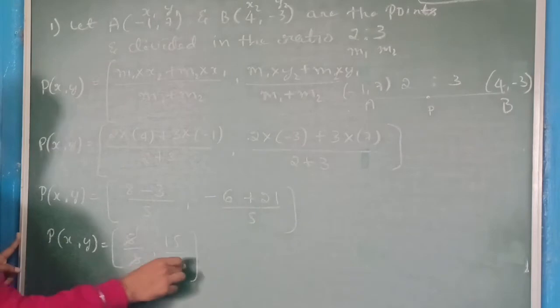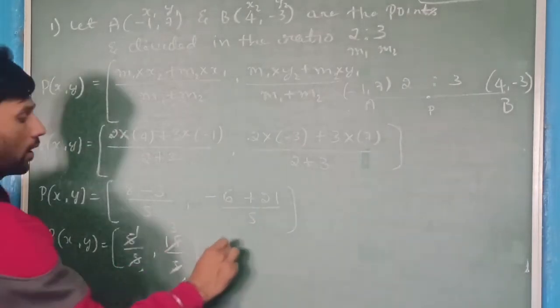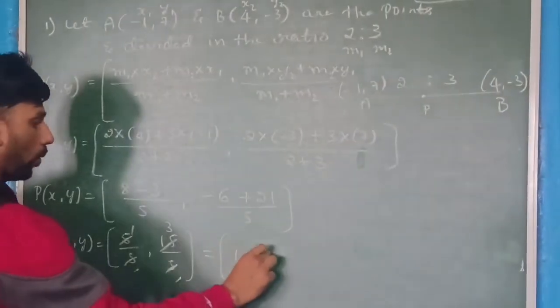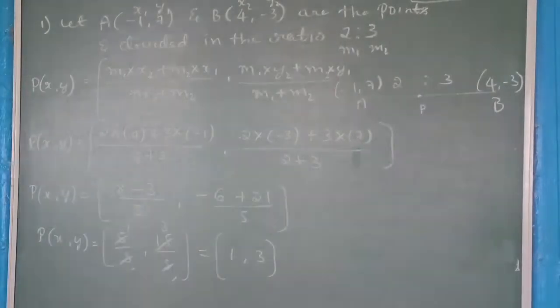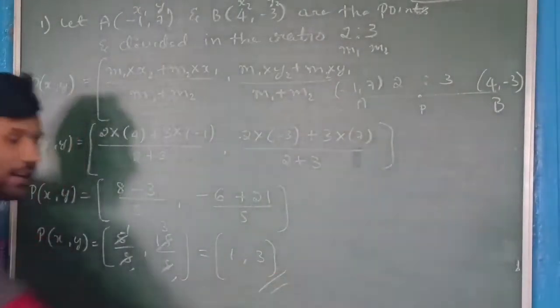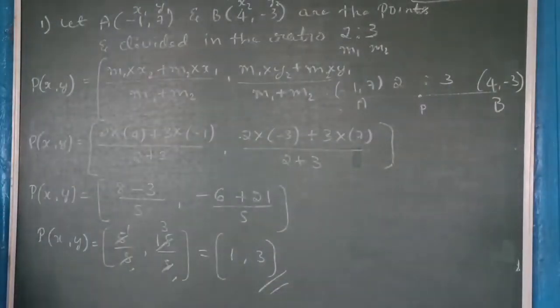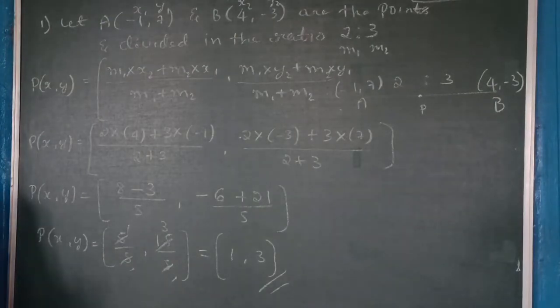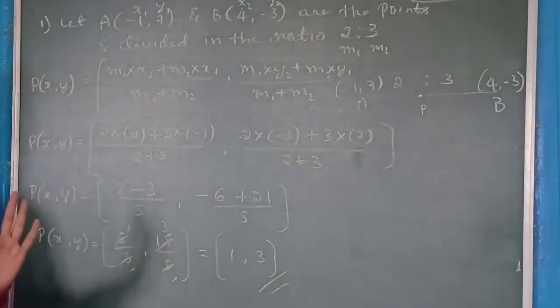5 1s are 5, so the points are 1 comma 3. If you do this much, you will get 2 full marks. And definitely one question will be there in the examination.